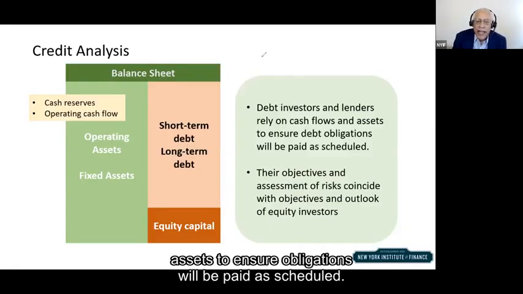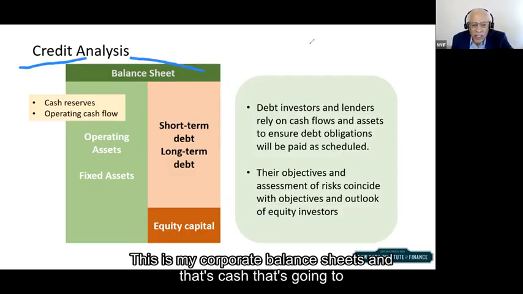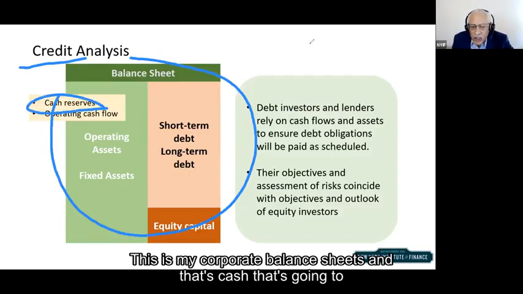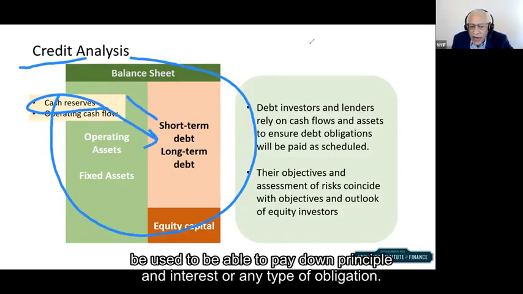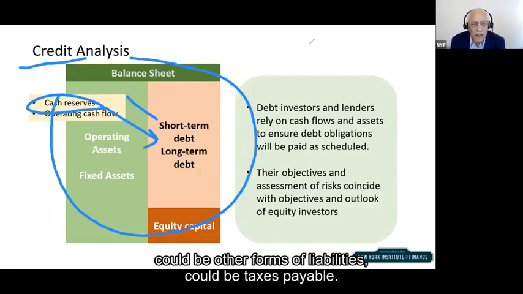Also, in credit analysis, debt investors and lenders rely on cash flows and assets to ensure obligations will be paid as scheduled. We just talked about that. So on a balance sheet, this is my corporate balance sheet, and it's cash that's going to be used to pay down principal and interest or any type of obligation. It could be accounts payables to suppliers. It could be accrued expenses, other forms of liabilities, or taxes payables.